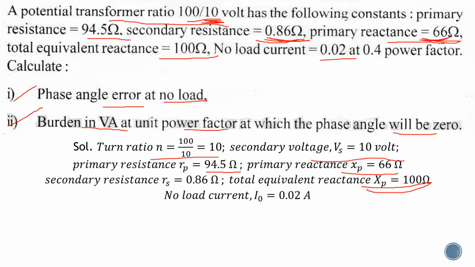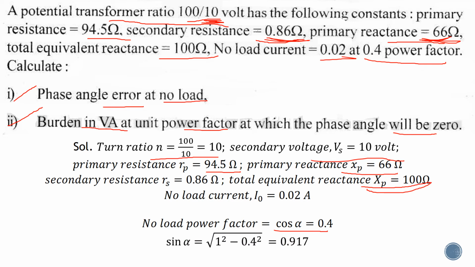It is given no load current, and the no load power factor is also given. It is given 0.4 power factor, so the cos alpha value is given. With the help of cos alpha, we can calculate sin alpha, and the sin alpha value comes out to be 0.917.